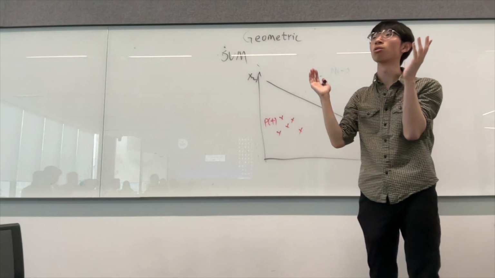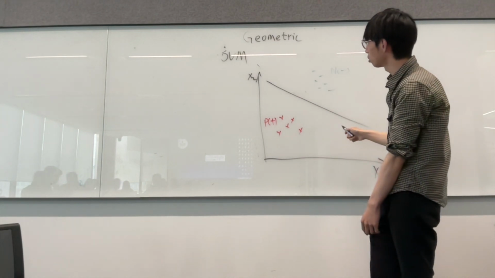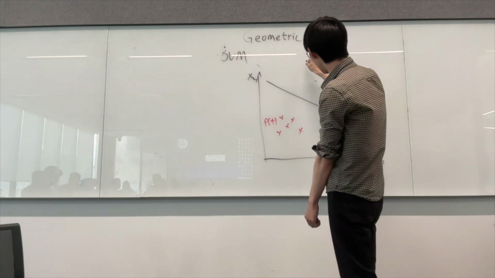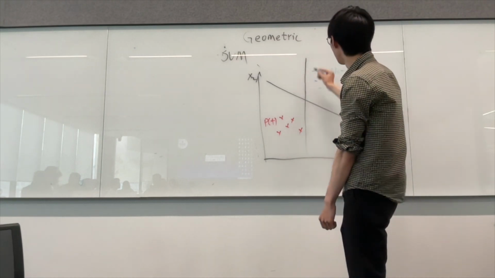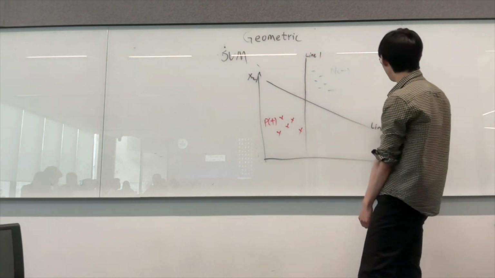So good. We need to figure out this line. Which line do we want? Let me give you two lines. One line is like this. Another line is like this. This is called line 1. This is called line 2. Which one do you choose?